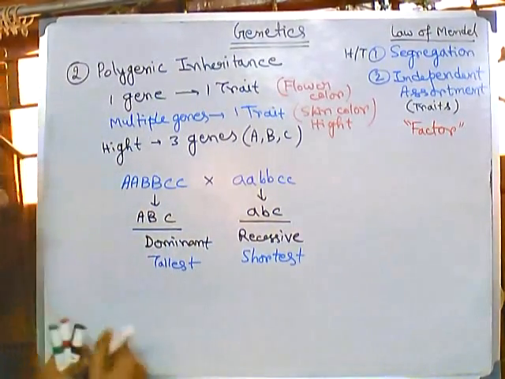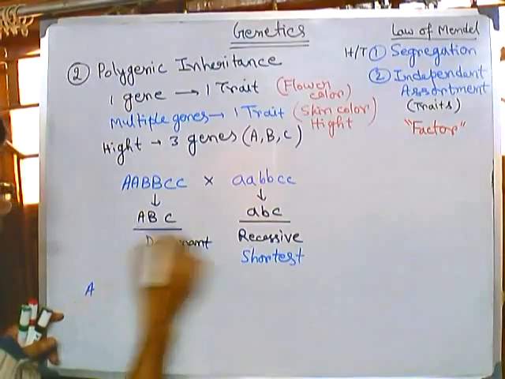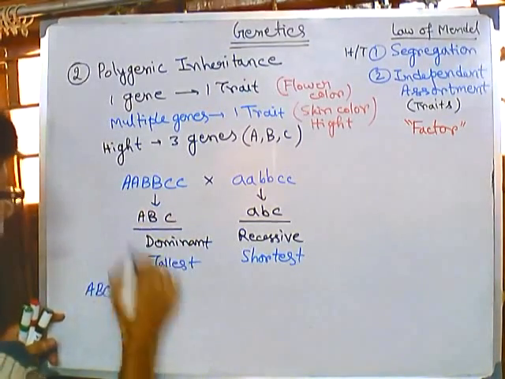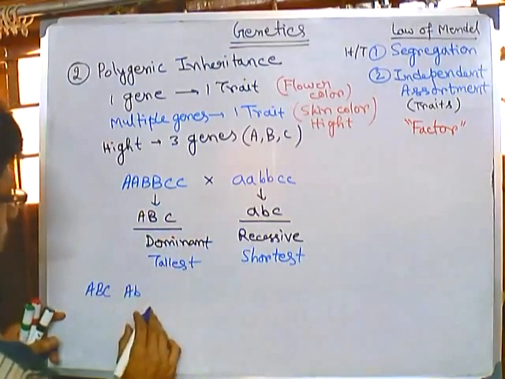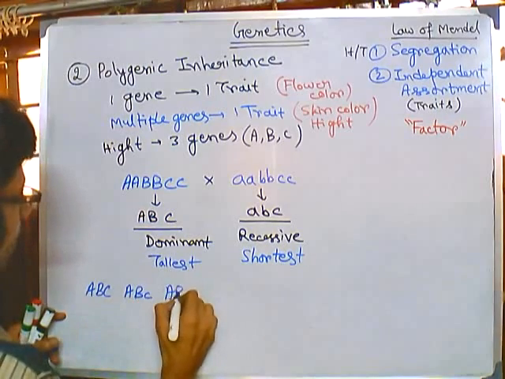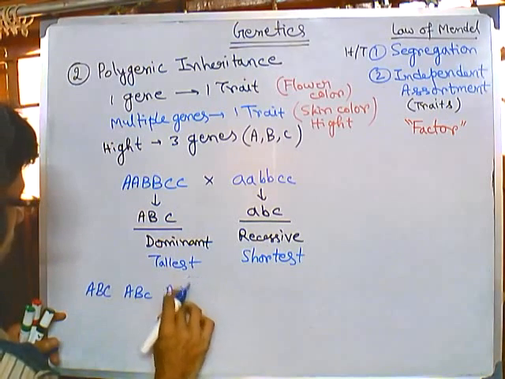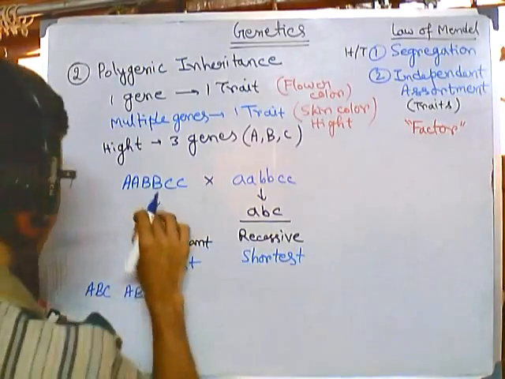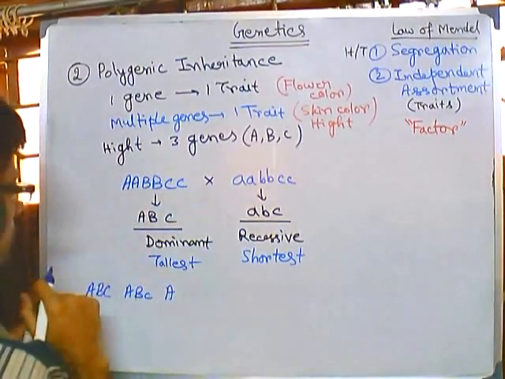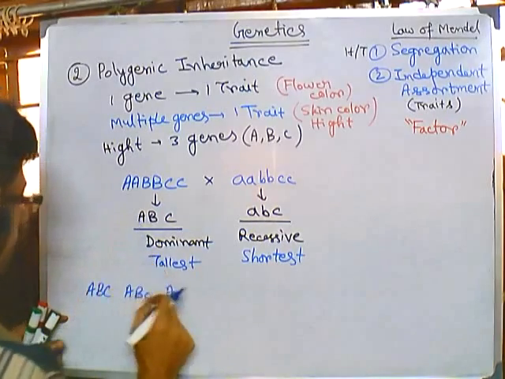What kind of combinations can we find? We can find capital A, capital B, capital C, which is this one. Then capital A, capital B, small c. Then capital A, capital B, capital C, capital A, capital B, small c, capital A.